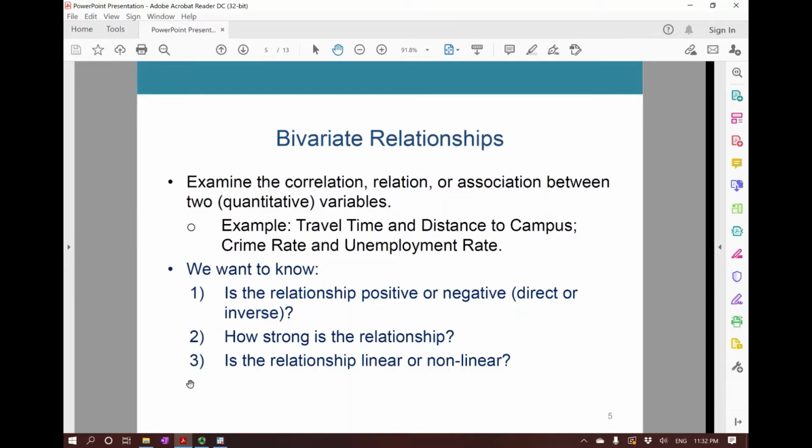Or maybe it's negative first, and then after a certain point, we sometimes call it a turning point, and after that turning point, it becomes positive. So if that's the case, we have a non-linear relationship.